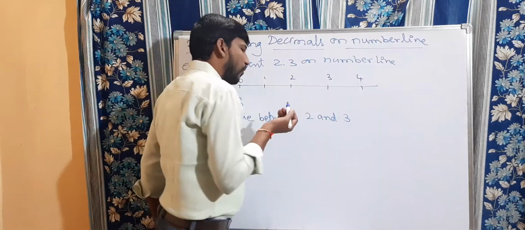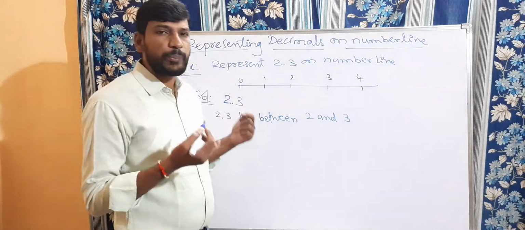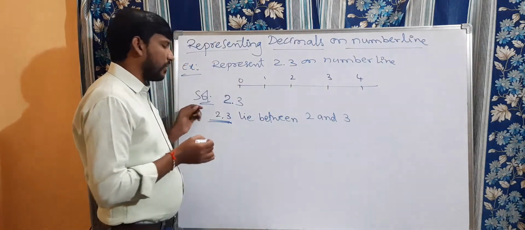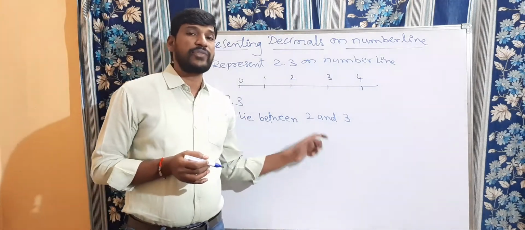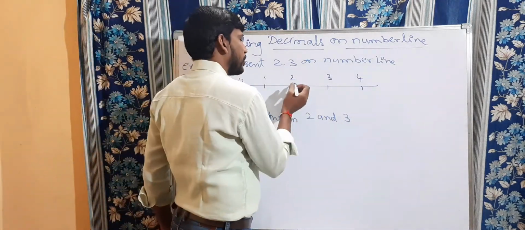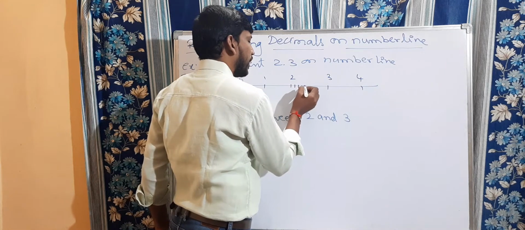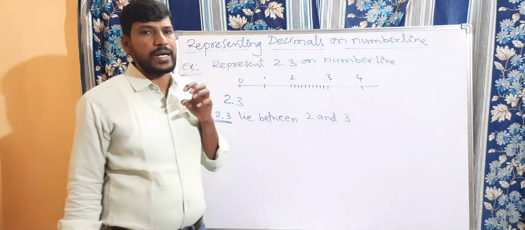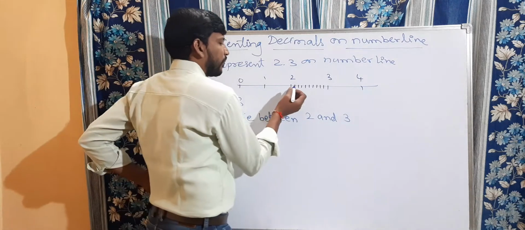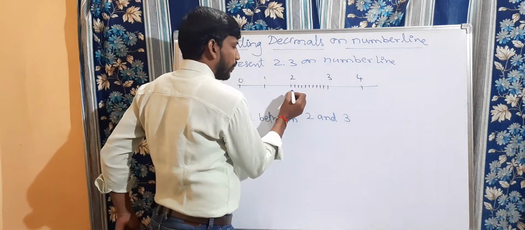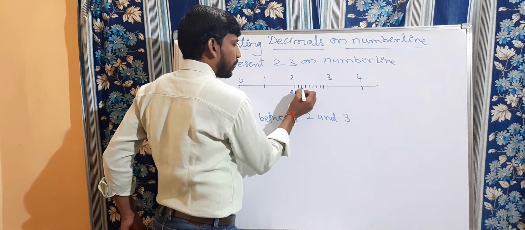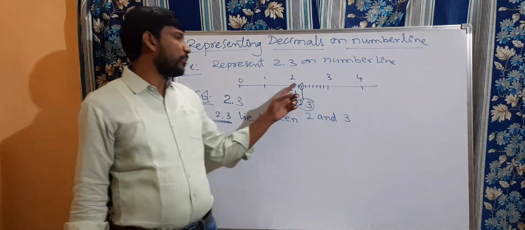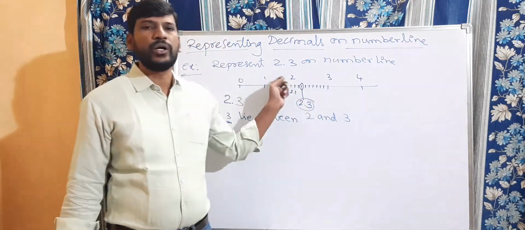Now see this here. Whatever decimal value you want to represent on the number line, the first step is to recognize which two numbers the number lies between. Then, in between those two numbers, divide into 10 equal parts: 1, 2, 3, 4, 5, 6, 7, 8, 9, 10, totally 10 parts. Start counting after 2: this is 2.1, 2.2, and this is called 2.3.